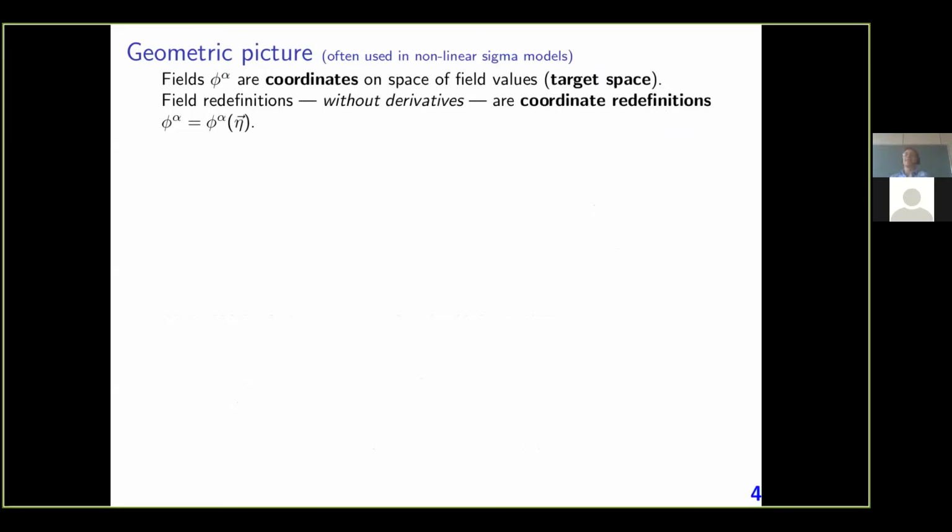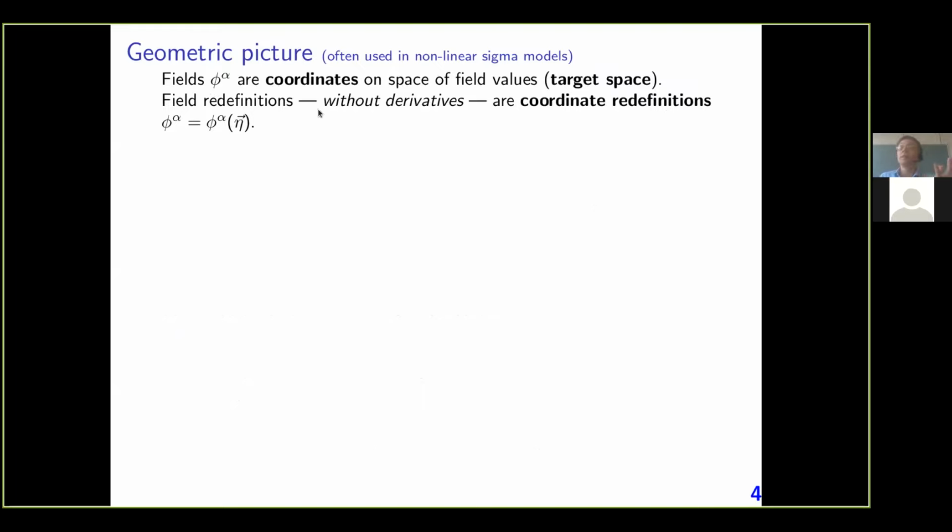Okay, so this is part 1. What is our geometric picture when we're restricting to field group definitions without derivatives? Well, we can look at the set of configurations that our fields can take on at any given space-time point. So we can just look in target space. And our fields, let's just assume they're scalar for simplicity, although we can relax this assumption, are just coordinates on target space.